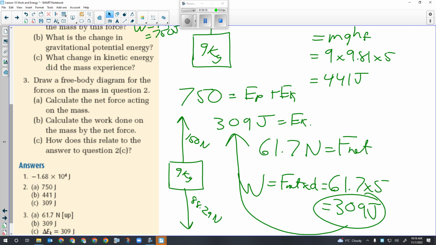So when there's a net force, the work done by that net force changes the kinetic energy. If there's a net force, the work it does will be equal to the change in the kinetic energy of the object, assuming there's no non-conservative forces, like friction or something like that. All right, everybody okay with that idea?